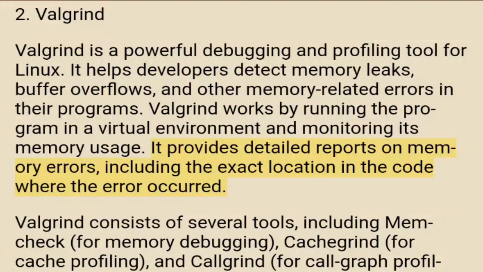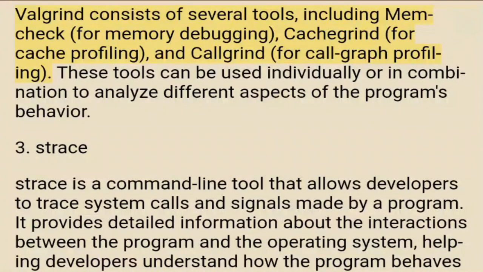It provides detailed reports on memory errors, including the exact location in the code where the error occurred. Valgrind consists of several tools, including memcheck for memory debugging, cachegrind for cache profiling, and callgrind for call graph profiling. These tools can be used individually or in combination to analyze different aspects of the program's behavior.